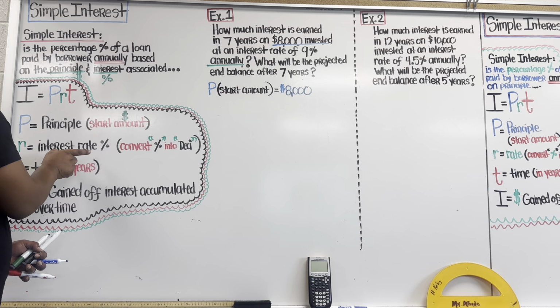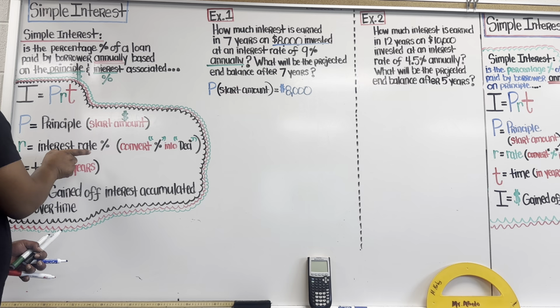So it's two things that they want us to do, guys. They want us to find out how much interest the account will gain after 7 years, with it being hit with 9% interest. And they also want to know what would be the total balance after 7 years. So we're going to find both of those values after we solve, okay?